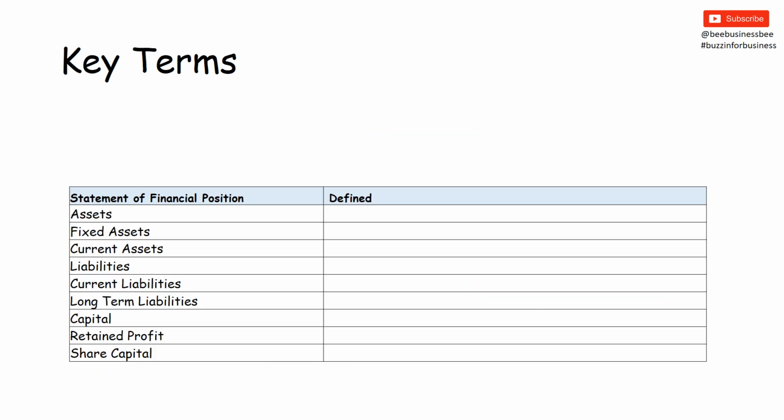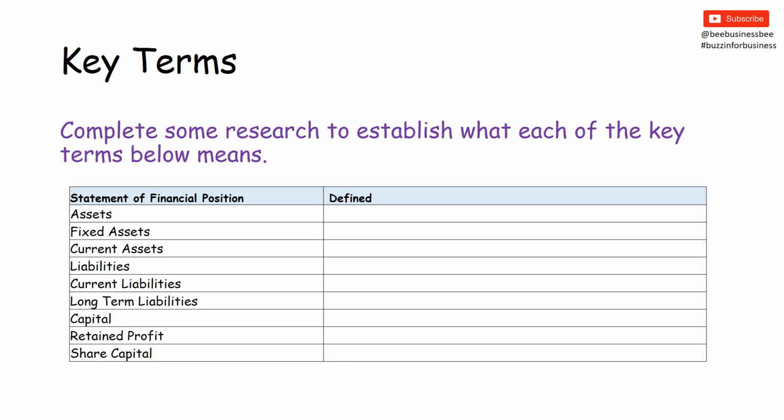So firstly, before we go any further, you need to complete some research for me to establish what each of these key terms mean. In a minute, I'm going to ask you to pause the video whilst you find out what an asset, a fixed asset, a current asset, a liability, a current liability, a long-term liability, capital, retained profit, and share capital actually mean. When you've done this, unpause the video so we can start to look at this topic in more detail.